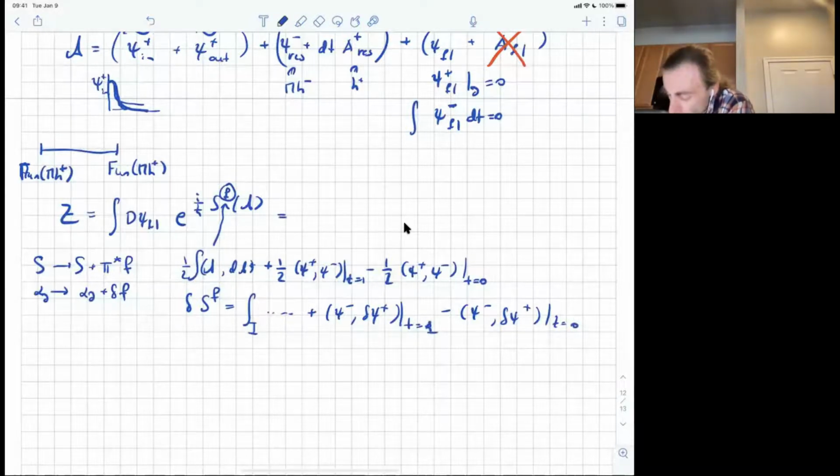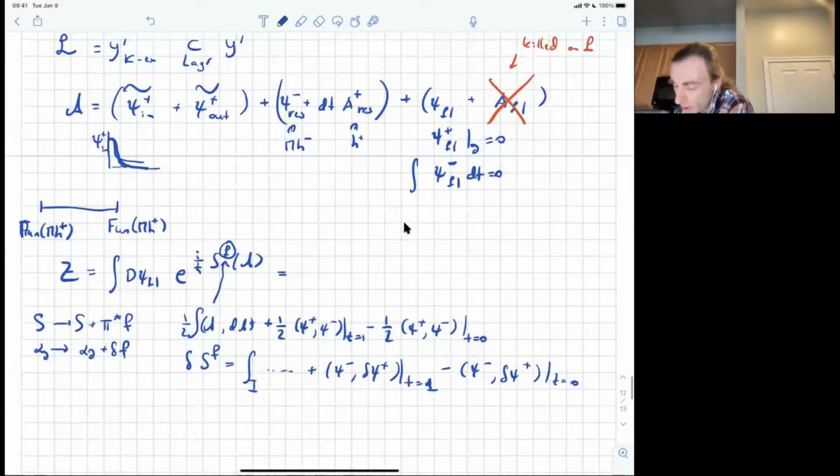And then you're just plugging in that expansion of fields that I gave, and then it becomes a Gaussian integral. So there are a couple of Feynman diagrams contributing there.